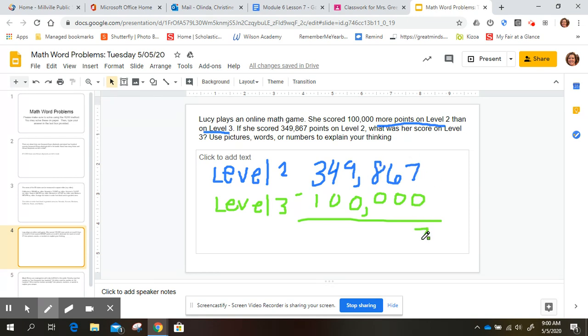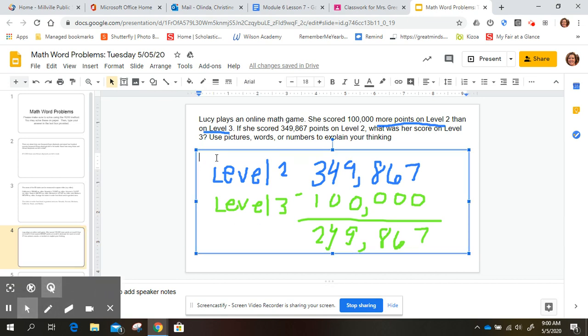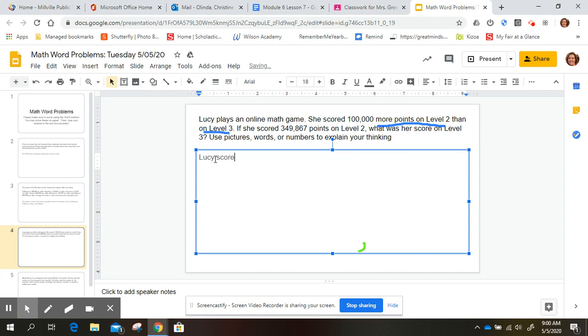So this is a pretty easy subtraction since it's all zeros. And then 3 take away 1 is 2. So my answer was 249,867 points on level 3. And I could type that in here. Lucy scores 249,867 points on level 3.